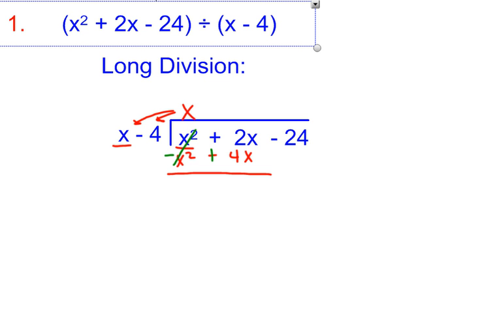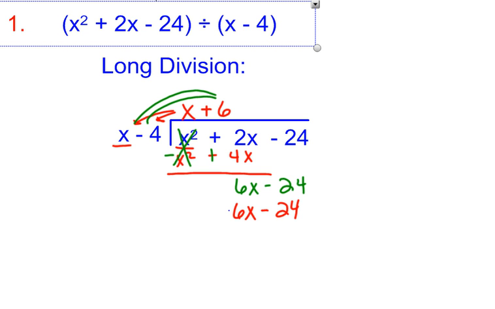And we'll see that these x squareds now cancel, and I would have 6x, and then I bring down the minus 24. Then I ask myself, what times x would make 6x? Positive 6, so I'm going to go plus 6. And again, I'm going to distribute this now to both of those. So I'd say 6 times x is 6x. 6 times a negative 4 is negative 24. Remember, we change those signs because we're subtracting. And this would be my remainder. It divided evenly. So when I ask what my answer to the problem is, it is x plus 6.